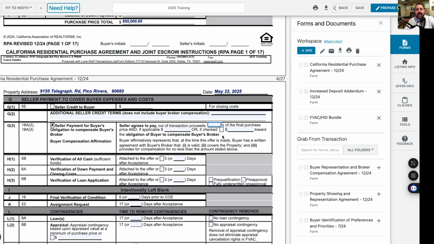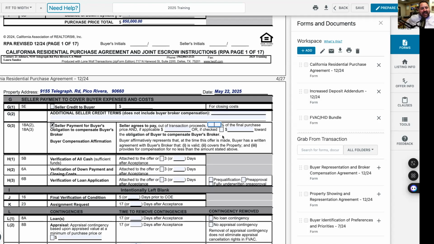So what this is saying now is your buyer, remember, it's not you requesting this, it's the buyer requesting for the seller to pay it. So if the buyer is now affirmatively saying, I have an agreement that's valid, that covers the property we're purchasing, and that the compensation in this box is the same as what's on my agreement. I don't have to show you, but I'm telling you I have it.